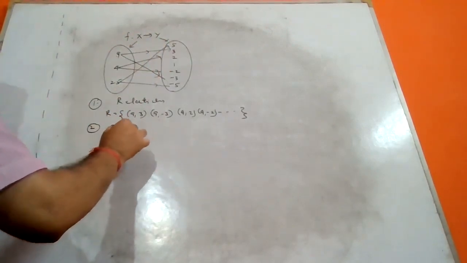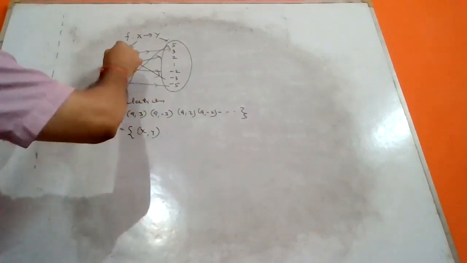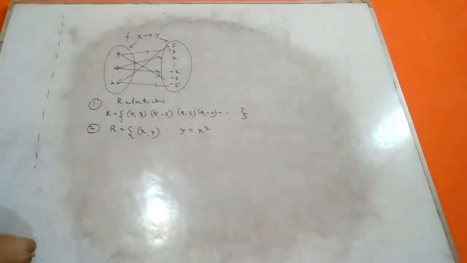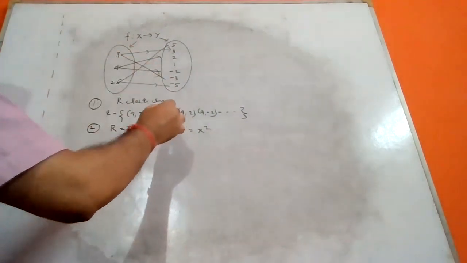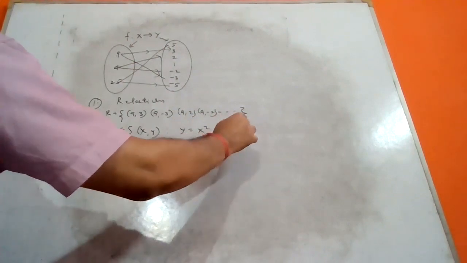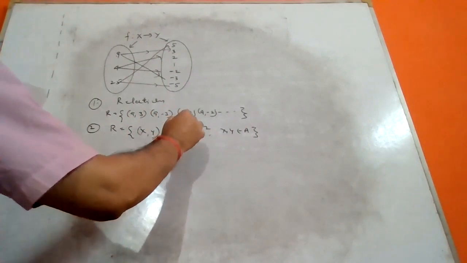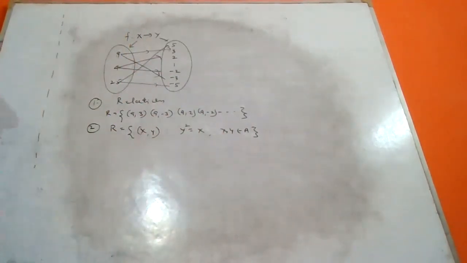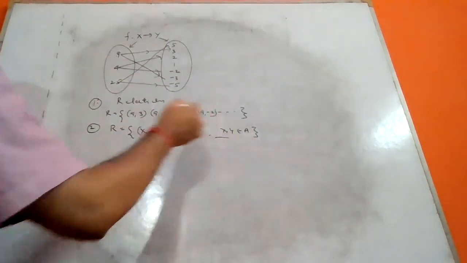So the relation R is {(x, y) such that x squared is equal to y}, where x, y belong to set A. Taking the root, you can write y squared is equal to x. This one is y, this one is your x. So in this manner, you can write the relation.